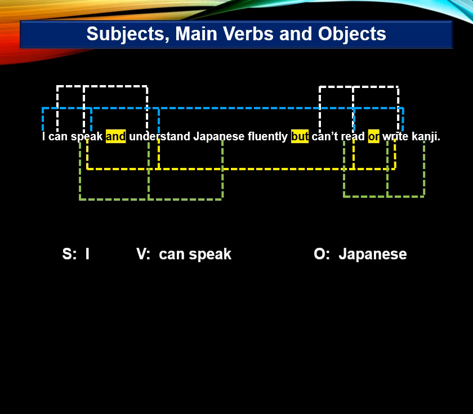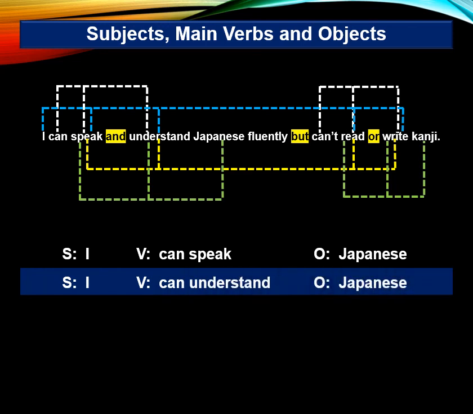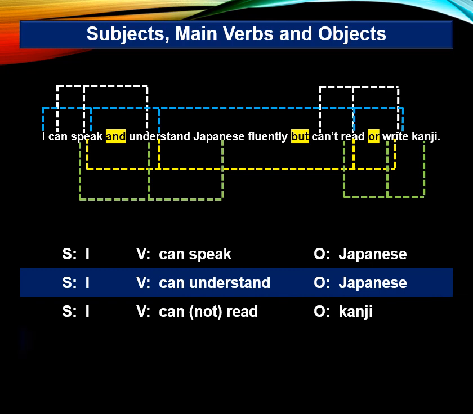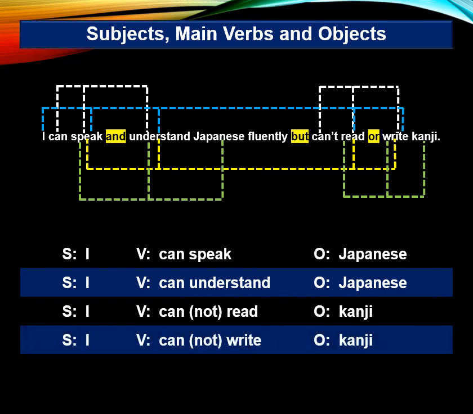I can speak Japanese. I can understand Japanese. I cannot read kanji. I cannot write kanji. But the rules of parallel structure let you boil it down to as few words as possible. And that is it for part 1 of today's lesson.